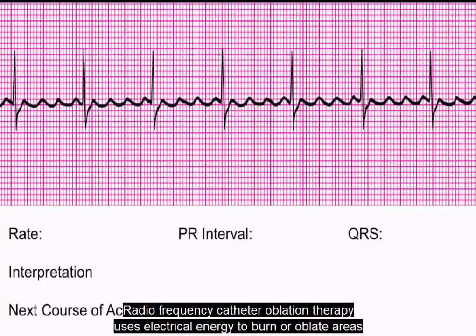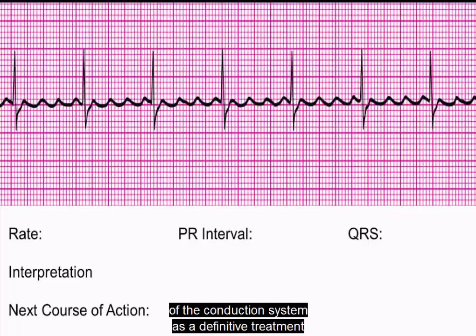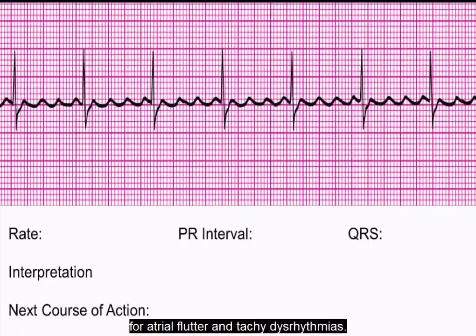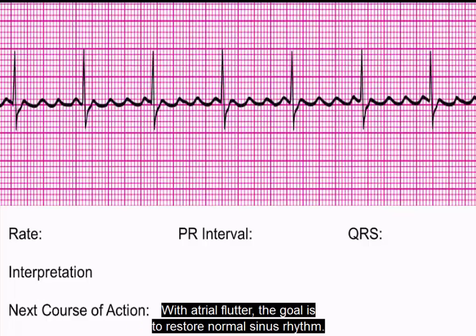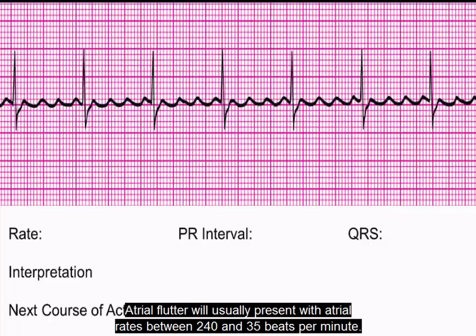Radiofrequency catheter ablation therapy uses electrical energy to burn or ablate areas of the conduction system as a definitive treatment for atrial flutter and tachydysrhythmias. With atrial flutter, the goal is to restore normal sinus rhythm. Atrial flutter will usually present with atrial rates between 240 and 350 beats per minute.